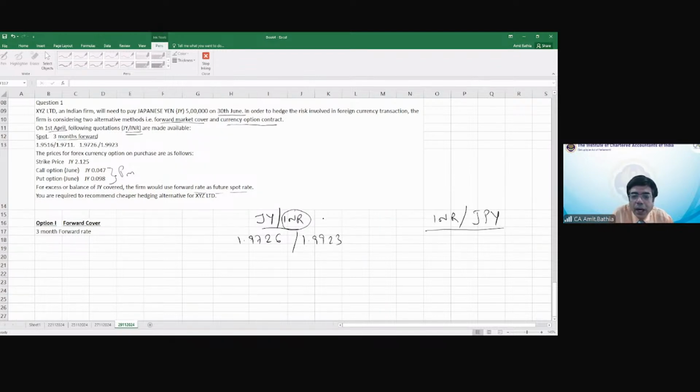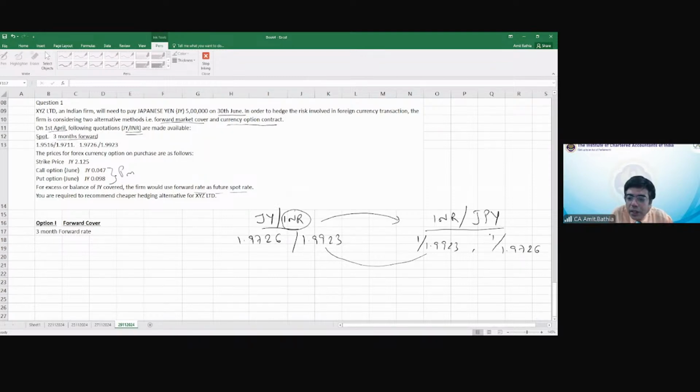How do we convert direct quote, two-way quote, direct into indirect, or indirect into direct? How do you convert that? Bid will be 1 divided by 1.9923 and ask will be 1 divided by 1.9726. Very good. So first of all, it will be the reciprocal, and bid will become the ask and ask will become the bid, right? So this will be 1 upon 1.9923, comma, 1 upon 1.9726. Are you with me?